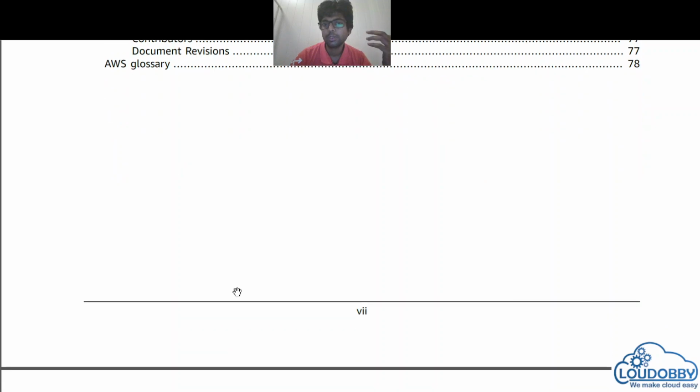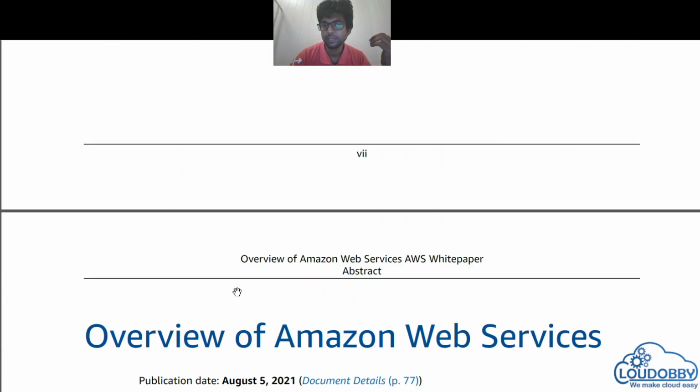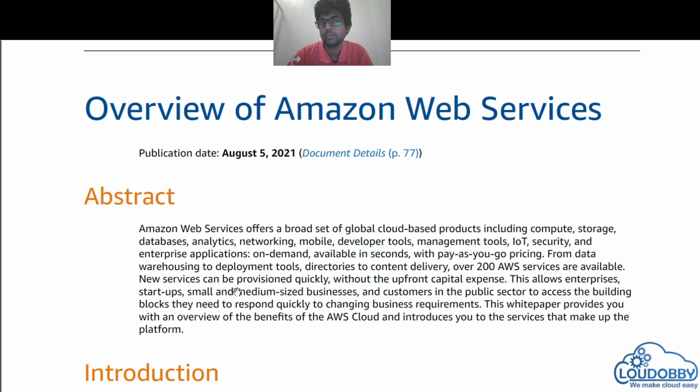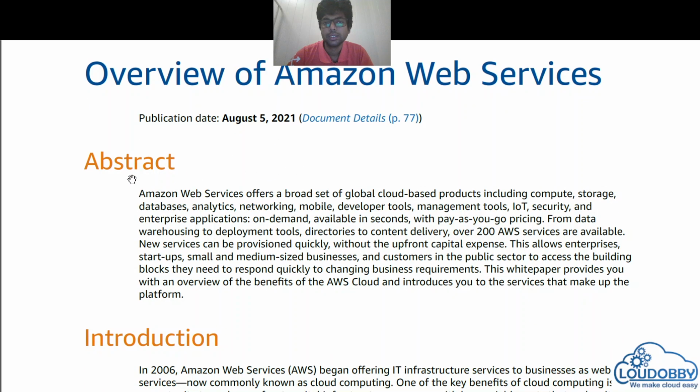So in this white paper, AWS has given all the services relevant to different fields. Let's go into detail. As I mentioned before, this white paper was published on August 5th, 2021. So let's see the abstract. Amazon Web Services offers a broad set of global cloud-based products, including compute, storage, database, analytics, networking, mobile, developer tools, management tools, IoT, security, and enterprise applications, on demand, available in seconds. You can pay as you go.